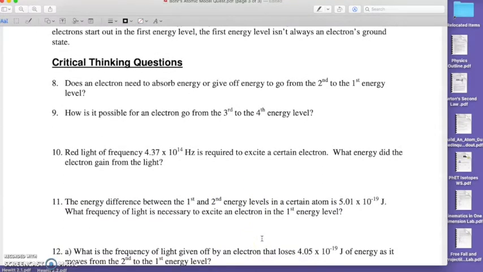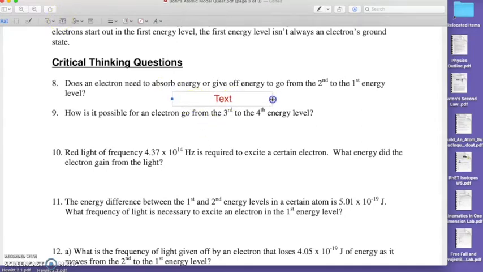So number 8: does an electron need to absorb energy or give off energy to go from the second to the first energy level? Well, to go down from the second to the first, it needs to give off energy. How is it possible for an electron to go from the third to the fourth energy level? It needs to gain energy, okay? So let's type those in.